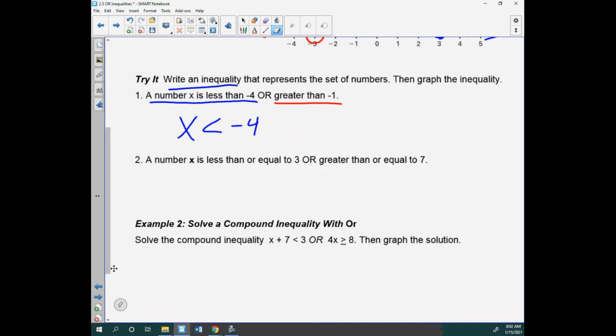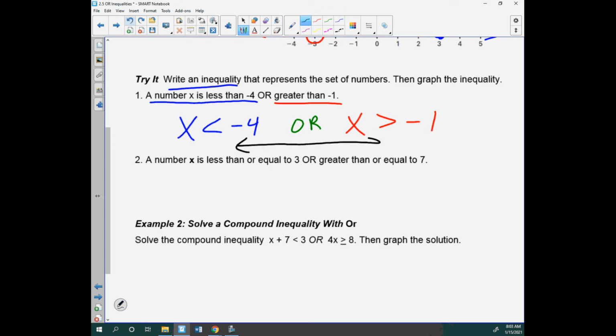In every OR problem, let me write this in green, we're going to have two specific equations, okay? And they're going to be separated by the word OR. So it's going to look like this: x is less than negative 4, or x is greater than negative 1. That is my answer to my OR. Kind of just like two simple problems that we just did on the warm-up, mixed together in one.